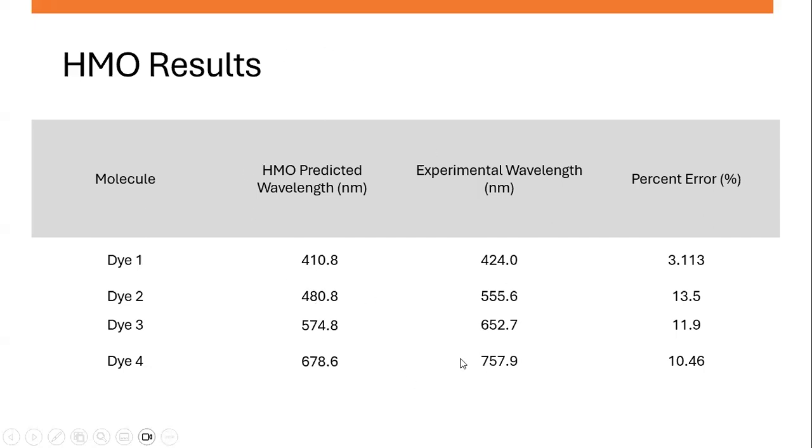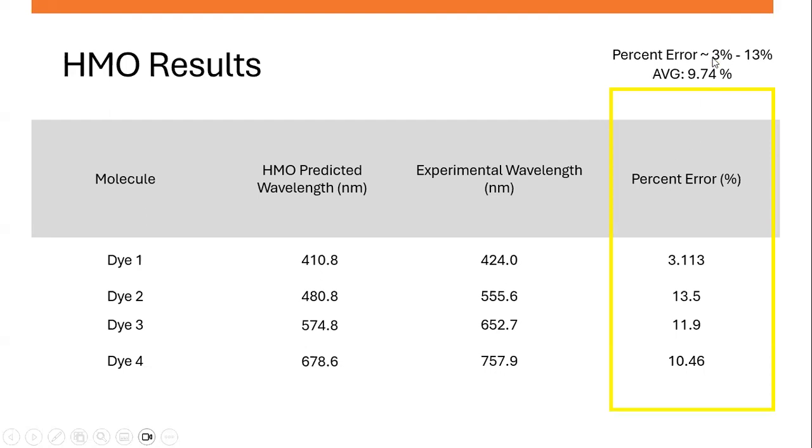And so to compare the predicted wavelength to the experimental wavelength, there were percent errors from 3 to 13%. So overall, they were generally lower than they were for particle in a box, with an average of about 9.7%.